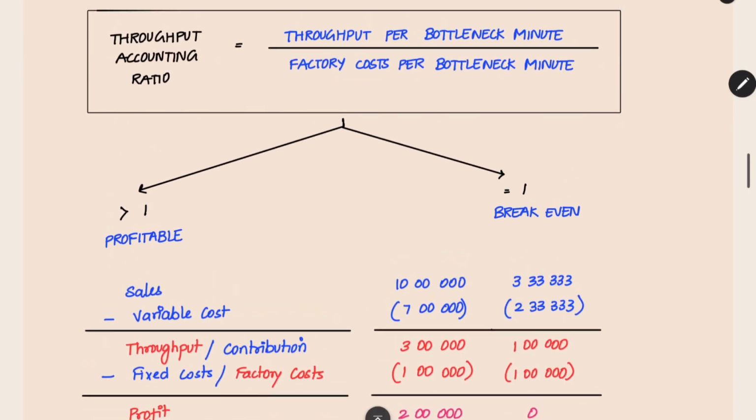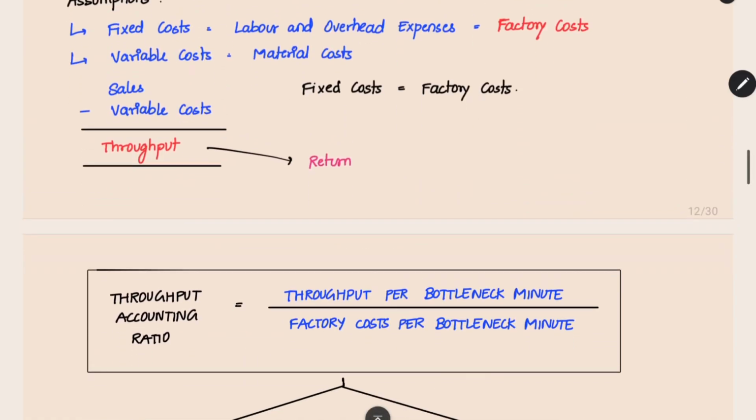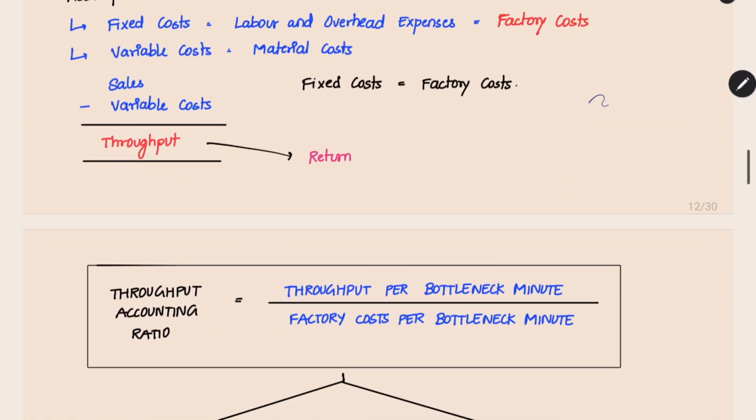Now, based on the result of this ratio, we can come to some conclusion. If the accounting ratio is more than 1, you can think that the firm is profitable. There will be profit in the firm's results. If it is equal to 1, you can consider it as break-even. Why we are taking this is that the throughput in the numerator is similar to contribution, and in the denominator, we are taking factory cost, which is similar to fixed cost. When these two are equal, 1 by 1 equal to 1 will be your answer.